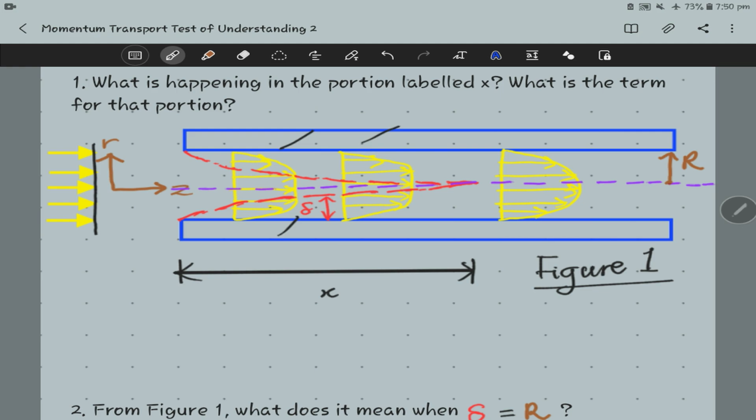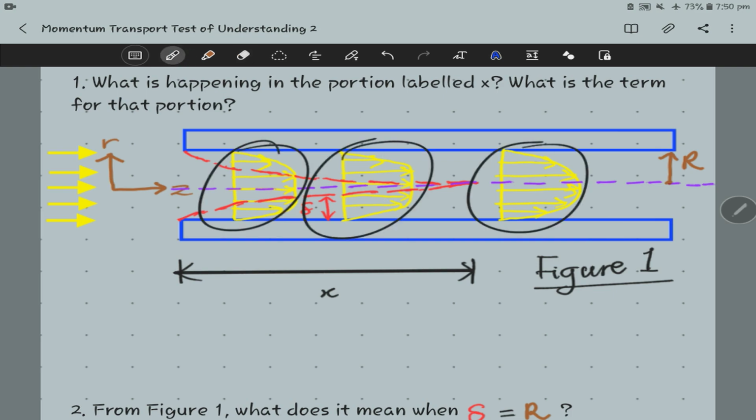Because you're talking about velocity here, the velocity of the fluid outside the cylinder is the same before it enters the cylinder. Okay. And we are still talking about these yellow things that we have here, and we relate it to the portion X, which is called the entrance length, right?